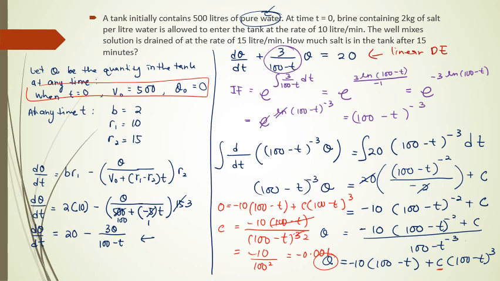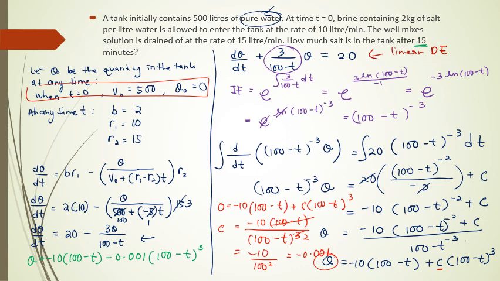So hence our new equation becomes, I'm using green, Q is equal to negative 10 times 100 minus T, plus the C we got earlier, negative 0.001 times 100 minus T to the power of 3. Then we can answer the question, how much salt is in the tank after 15 minutes. So they give t equal to 15.